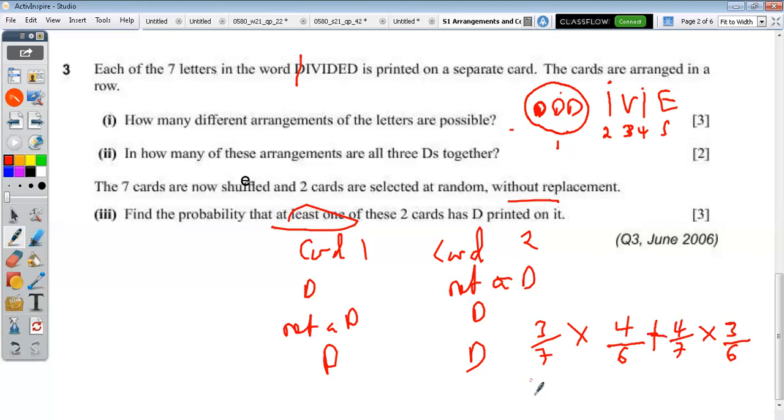Plus, yes, if the first is a D, it's 3 from 3 D's over 7, multiplied by, now the second one is a D again. I'm left with 6 cards, but it's no longer from 3 because I've picked 1 D. It's from 2 D's. Okay.